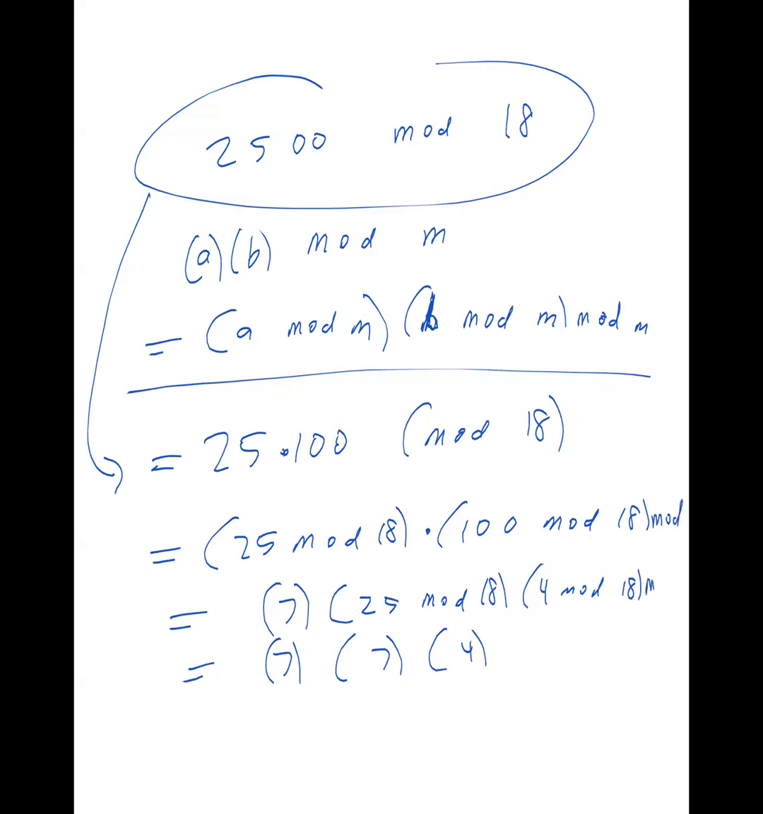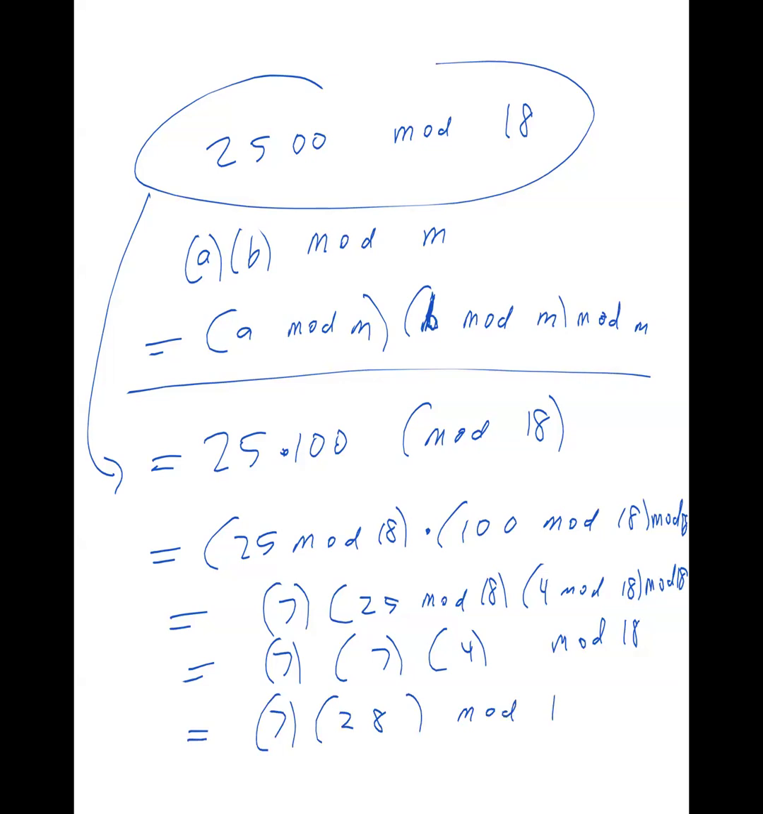Why do you keep having to add mod 18 to the end? The reason is, as you see, when you take 4 times 7 times 7, that's going to be bigger than 18. So of course you still have to reduce the remainder to be mod 18 at the end. So what's 7 times 7 times 4? Which one do you want me to do first? The 7 times the 7 or the 7 times the 4? Let's do the smaller one first. What's 7 times 4? 28. So you've got 7 times 28 mod 18, right?